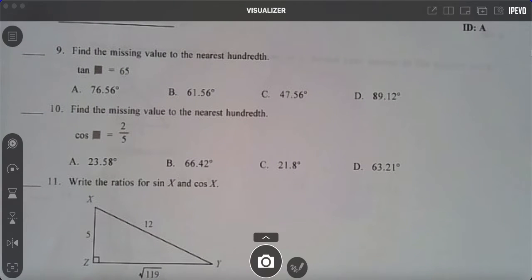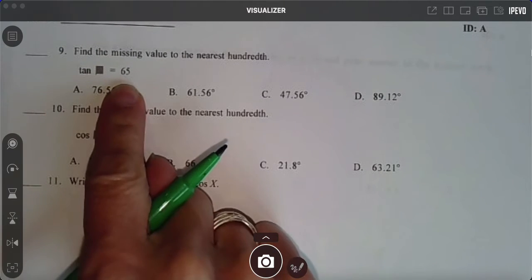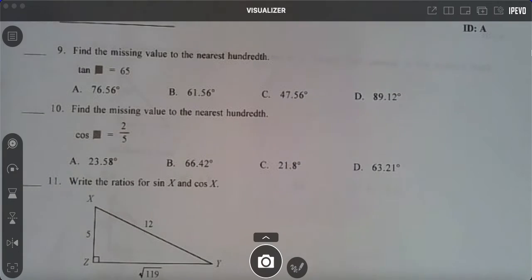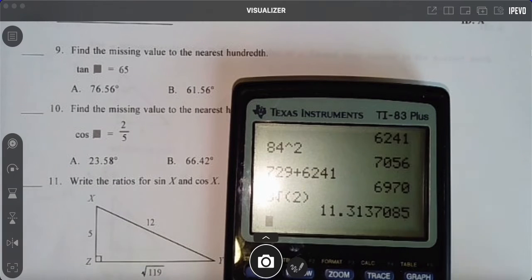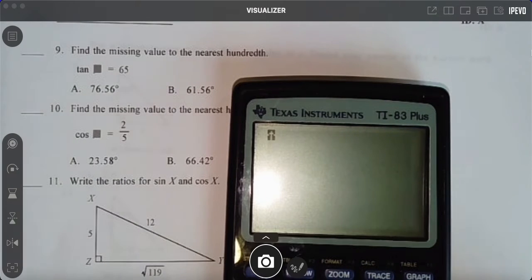So how do you find the angle? We already talked about this on the bell ringer. When you want to find an angle, you have to move that tangent over. So you have to what? Take the inverse. That's it. This is all on the calculator. You would press tangent inverse of 65. So second tangent, 65. And what do we get?